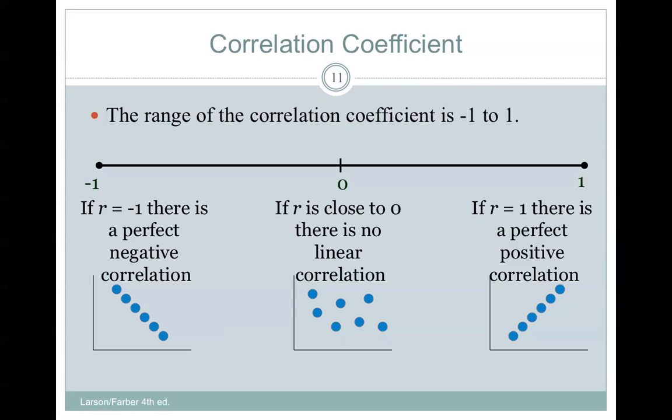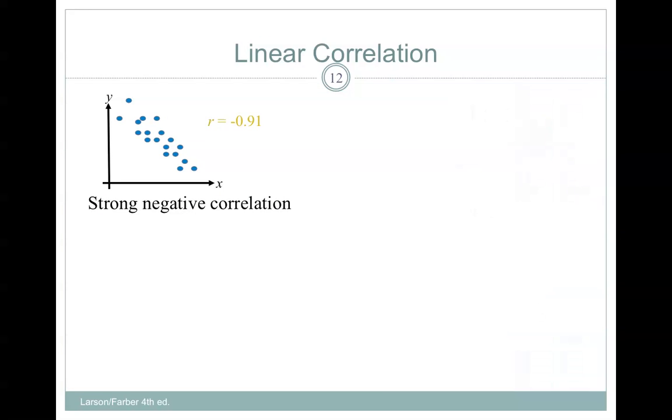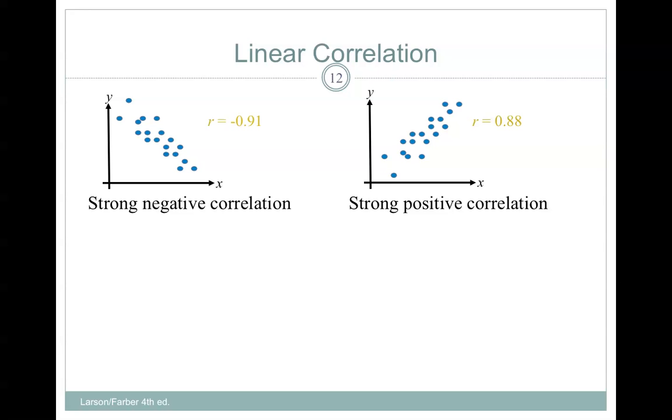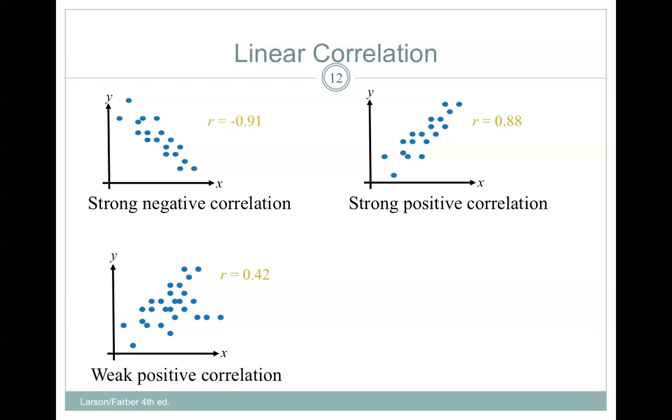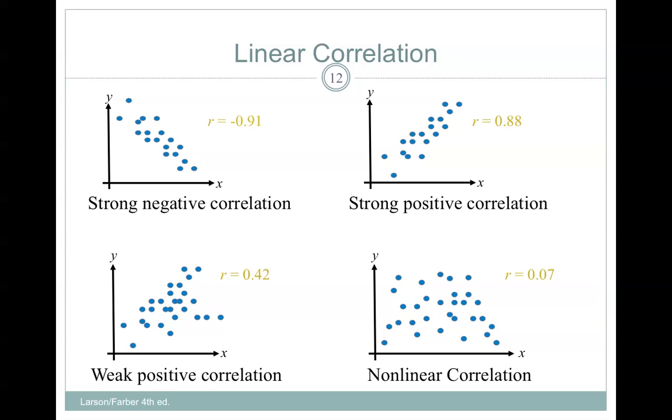If it's negative close to 0, it's still not any good, just as a positive close to 0 would not be any good. So for this one, -0.91, there's a strong negative correlation because that is close to -1. Here, 0.88 is also a strong positive correlation. If we have 0.42, that is what we considered weak. So that's below 0.5, so we're going to say that is a weak correlation. And if it's at 0.07, there's just no correlation at all, because you can't really tell if it's going up or going down.